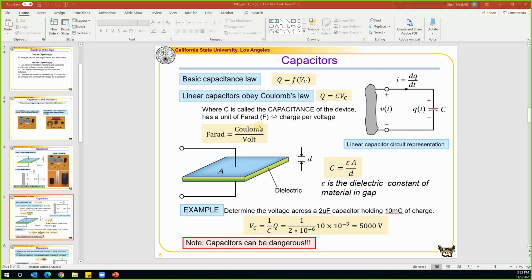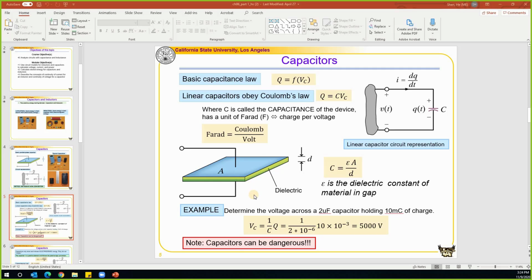Capacitance has a unit of a farad, and it's a derived unit. From the definition, we know that the unit for capacitance C is equal to coulomb per volt. From the construction of a capacitor, we find that the capacitance is related to the area of the surface and also the distance between the two surfaces, and also eta. Eta is the dielectric constant of the material in this gap.